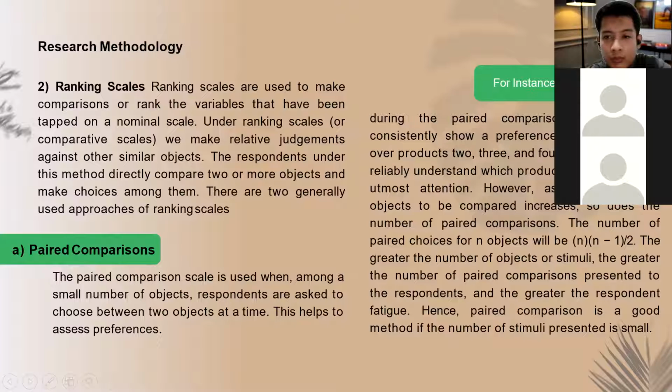However, as the number of objects to be compared increases, so does the number of paired comparisons. The number of paired choices for n objects will be n times n minus 1, divided by 2. The greater the number of objects or stimuli, the greater the number of paired comparisons presented to the respondent, and the greater the respondent fatigue. Hence, paired comparison is a good method if the number of stimuli present is small.